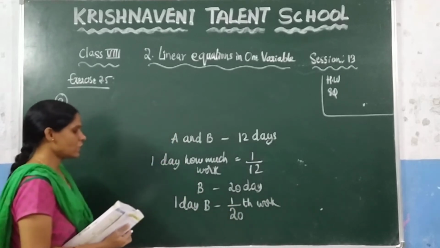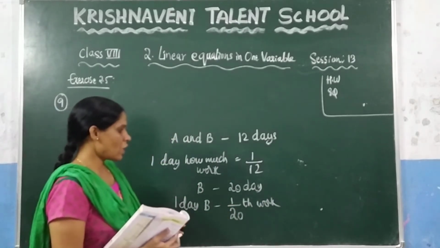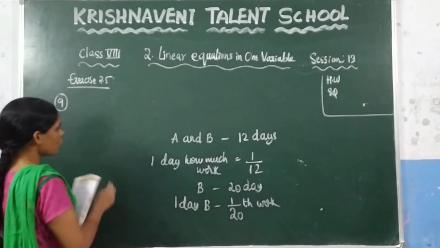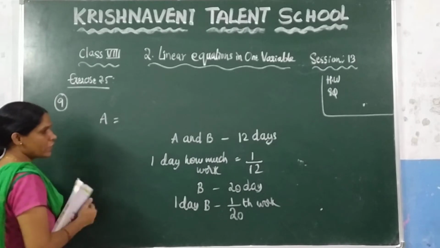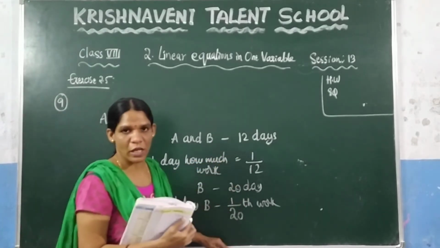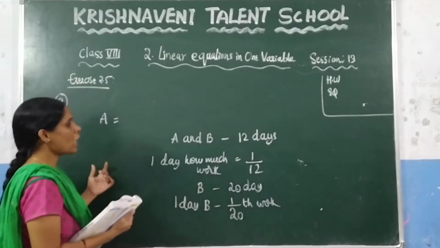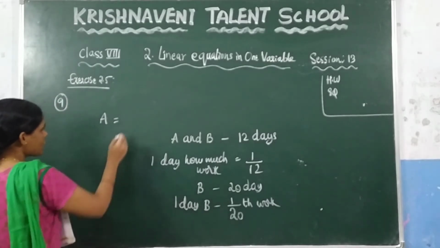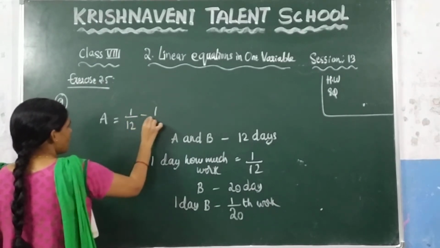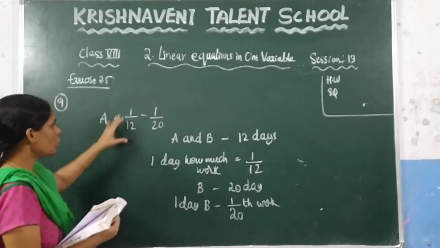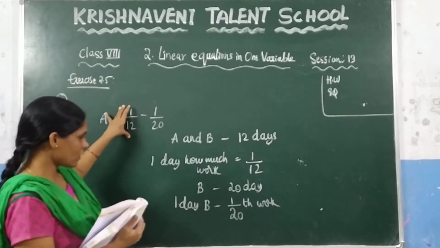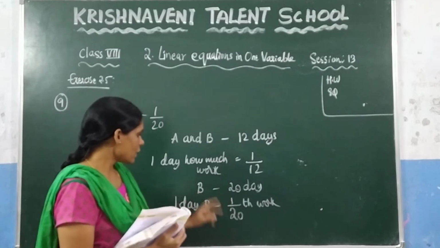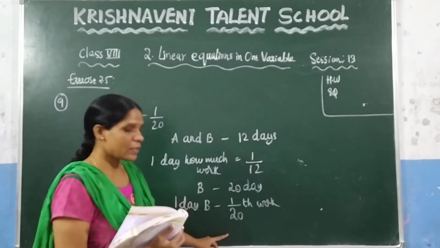Now here in the question, in how many days can A alone do the same work? So here if you want to find it for A, what we need to do? We need to subtract these two values so that you can come to know in how many days A alone can finish the same work. So after subtracting, you will get 1/12 minus 1/20. Here both A and B together can finish the work in 1/12, and B alone can finish in one day 1/20th of the work.